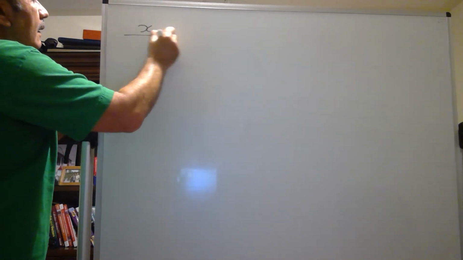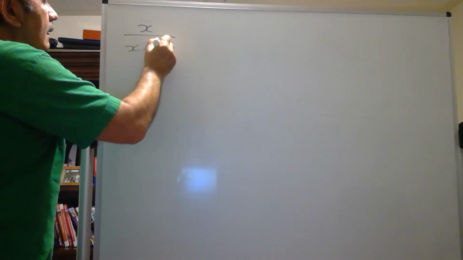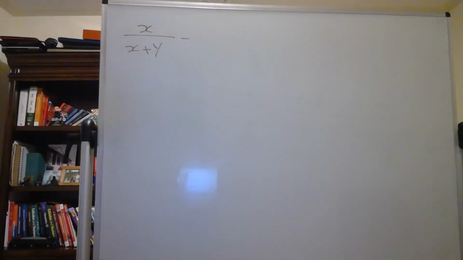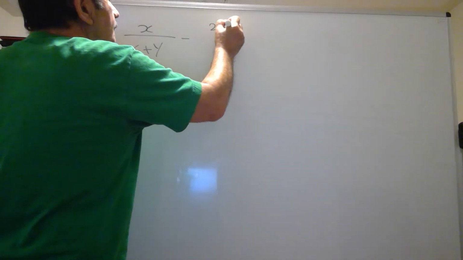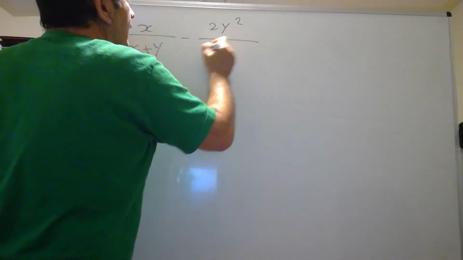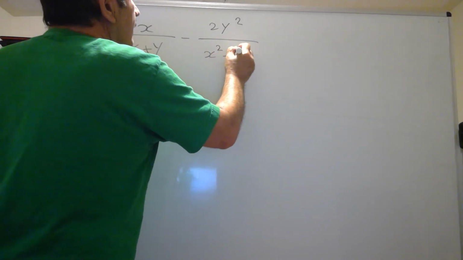Let's do another example of that: x over x plus y minus 2y squared over x squared minus y squared.